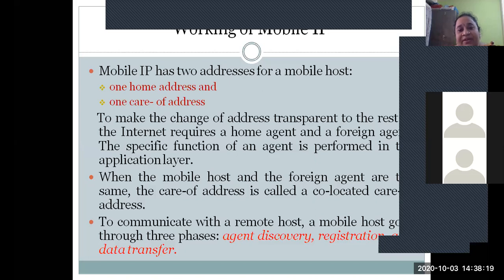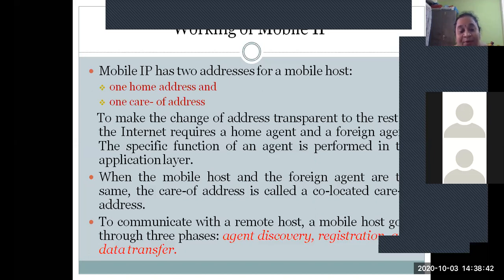Home address is the one to which our home network belongs, that is, the network to which we belong becomes our home network. Whenever we are moving, we enter into another or new network, which is called the foreign network. In that foreign network, our address will be different, and that will be called the care of address.